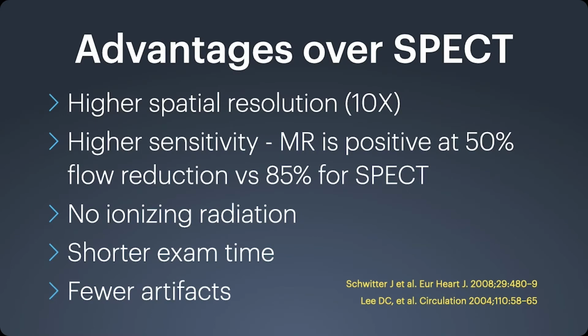Now, there are advantages of CMR over SPECT. Several studies have taken a look at this. So one of the primary advantages is higher spatial resolution over SPECT imaging. It's also a more sensitive test, so higher sensitivity, meaning that it only takes about a 50% reduction in blood flow in order to have an abnormal stress test on MRI, whereas for SPECT, you have to have about an 85% reduction in blood flow. There's no ionizing radiation, it's a shorter exam time overall, and there's fewer artifacts.